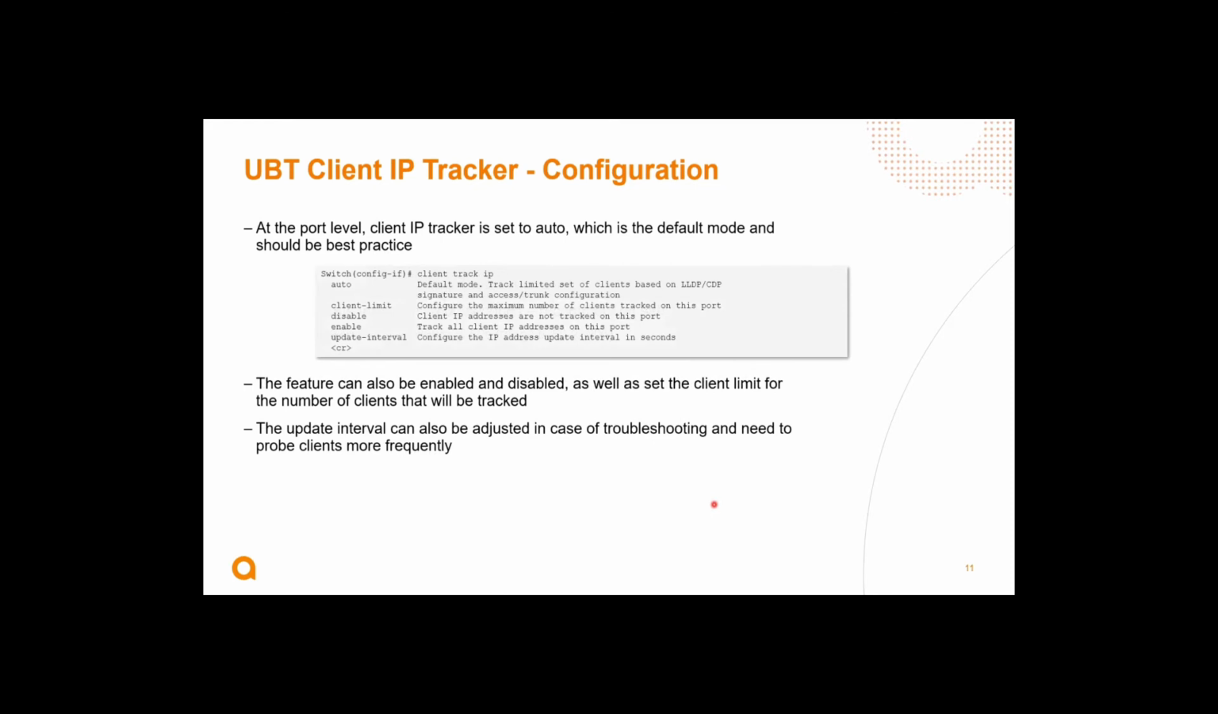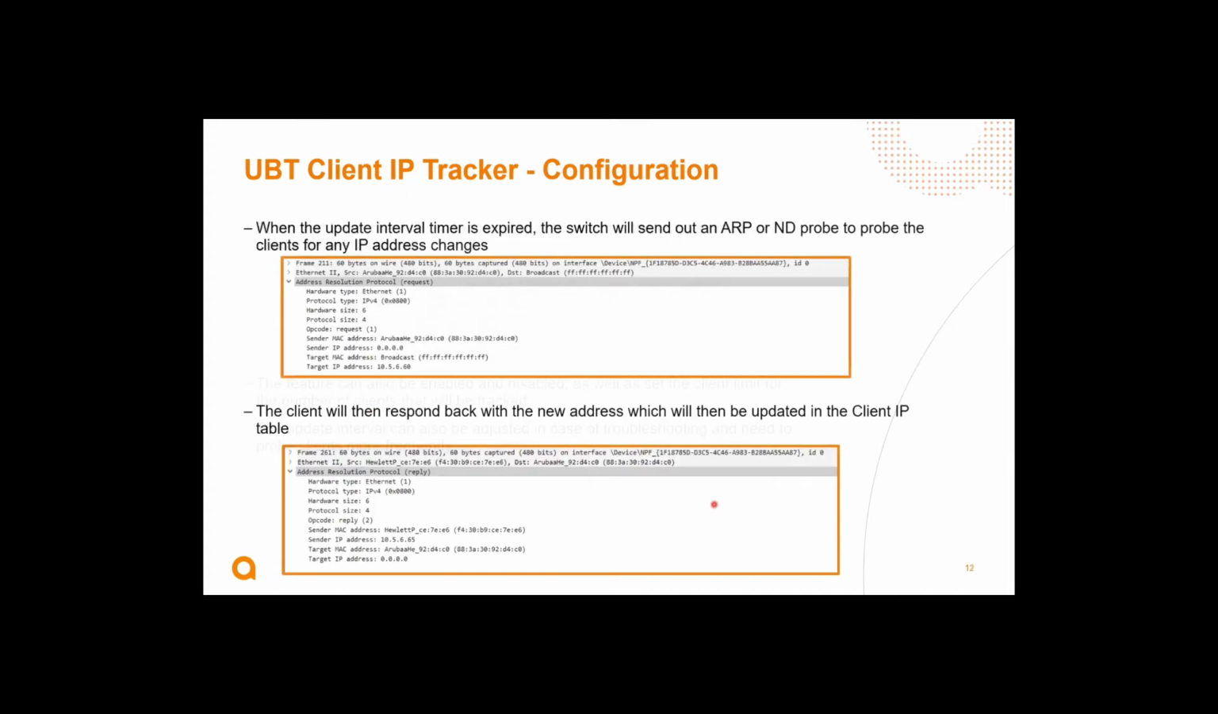At the port level, the client IP tracker is set to auto, which is the default mode and should be best practice. The feature can also be enabled and disabled, as well as set the client limit for the number of clients that'll be tracked at the interface. And as I mentioned, the update interval can also be adjusted. When the update interval timer expires, the switch will send out an ARP or an ND probe to probe the clients for any address changes.